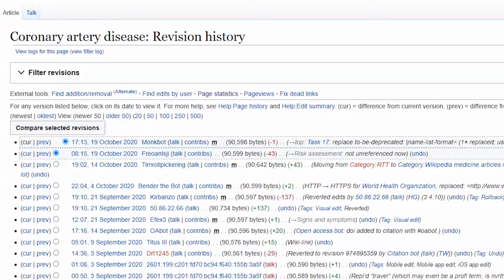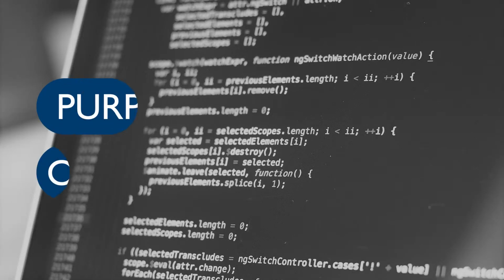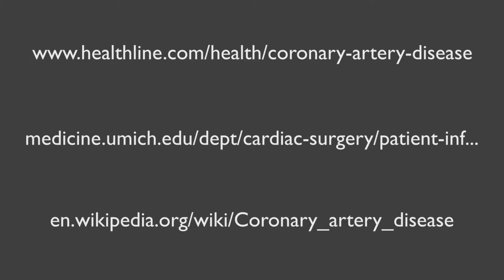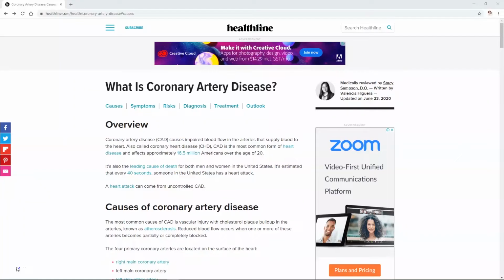Now we consider the purpose and the objectivity of the website. One rough way to assess a page's purpose is to see what domain the website has. .com usually means that website is a commercial business. .edu is for schools, universities and educational institutes, and .org is for community, not-for-profit and political organisations.